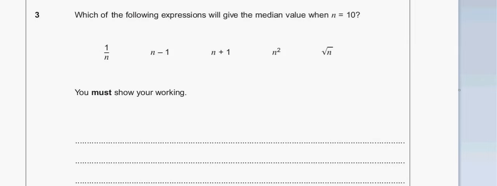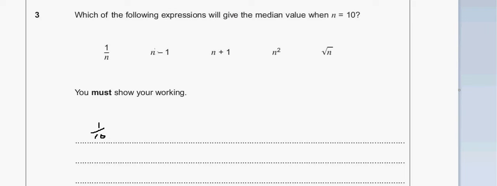So we go on to question 3. So here we've got a load of stuff here with n's in it. And bear in mind this is a non-calculator paper. So it says, which of the following expressions, remember these are expressions, not equations, will give the median value when n equals 10. So remember n can equal any number, so n is 10. So what I've got to do is now change these to real numbers. So 1 over n would be 1/10.